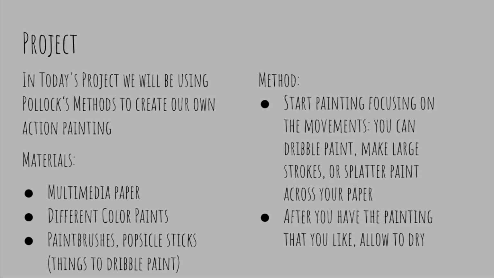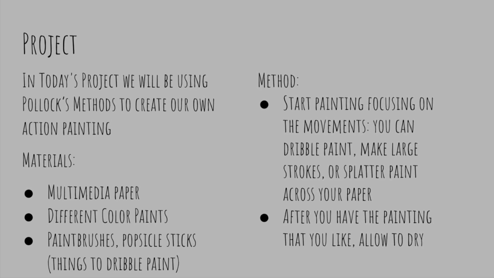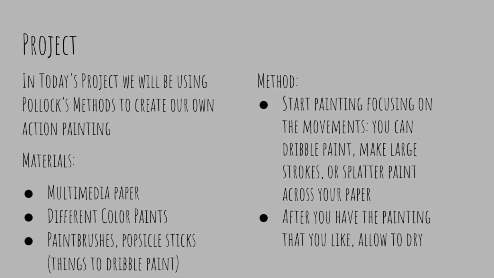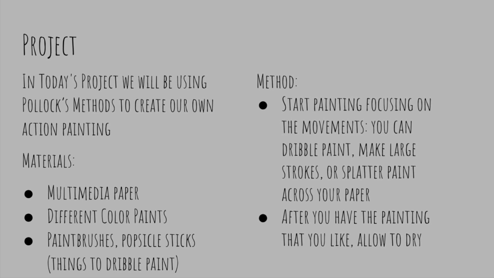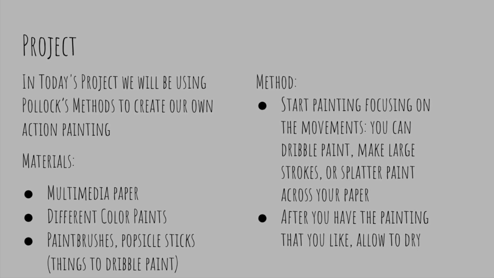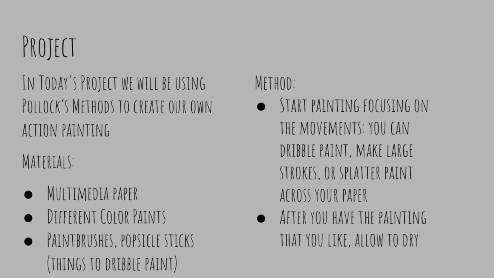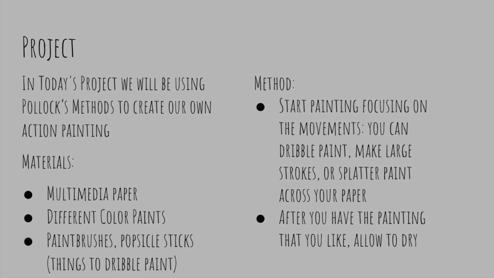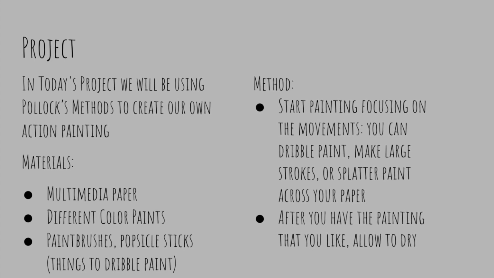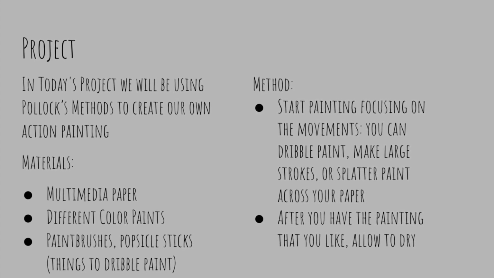Our materials are multimedia paper, different color paints, paintbrushes, and popsicle sticks, or anything you can use to dribble the paint. Our methods are to paint focusing on your movements. You can dribble the paint, make large strokes, or splatter the paint across your paper. After you have the painting that you would like, you just allow it to dry.